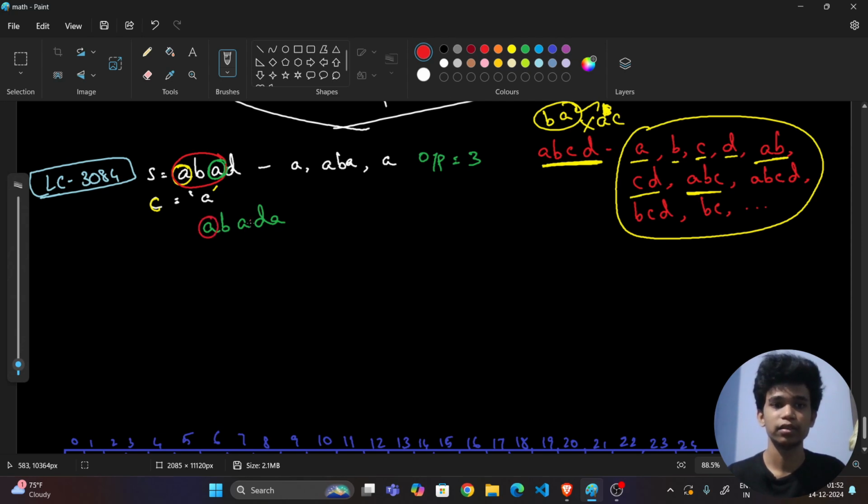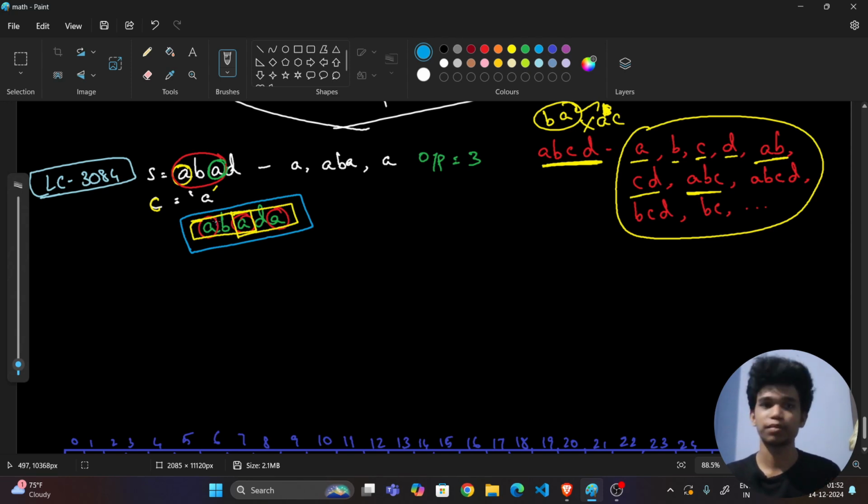If I say A, B, A, D, A, what are the possible substrings? This A alone, this A alone, this A alone. Then this A up to this A, again this A up to this A. And the whole string is also a substring. So totally, the output is 6. See here, this blue color is 1, yellow color is 2, then red color is 3. So this is the problem statement.